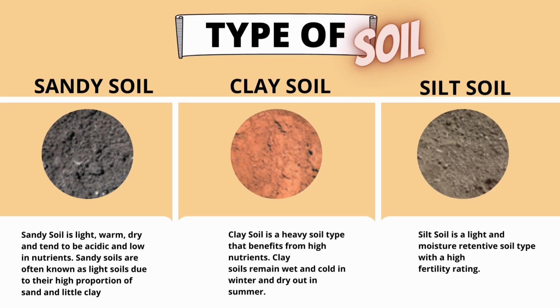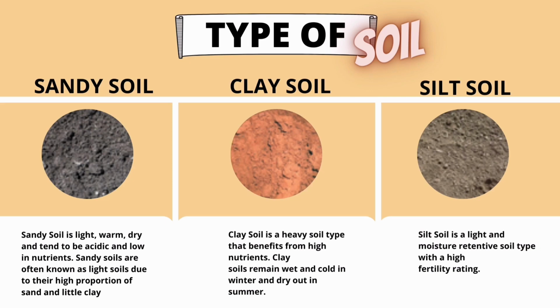They are quicker to warm up in spring than clay soil but tend to dry out in summer and suffer from low nutrients that are washed away by rain. An addition of organic matter can help give plants an additional boost of nutrients by improving the nutrient and water holding capacity of the soil.